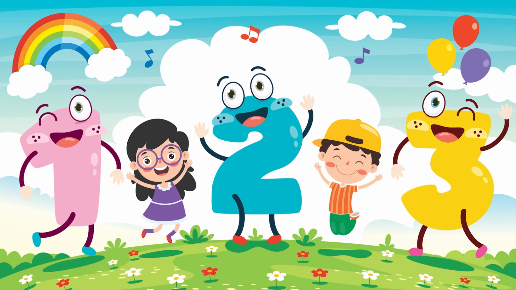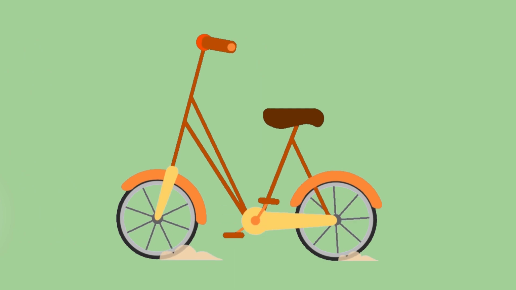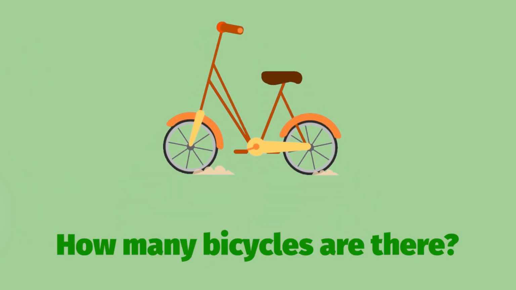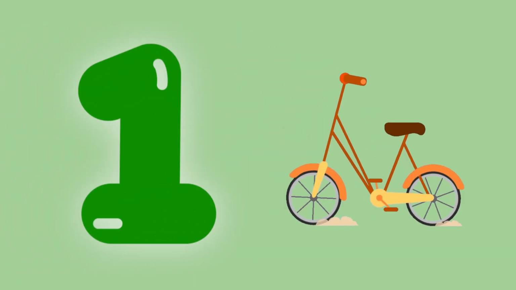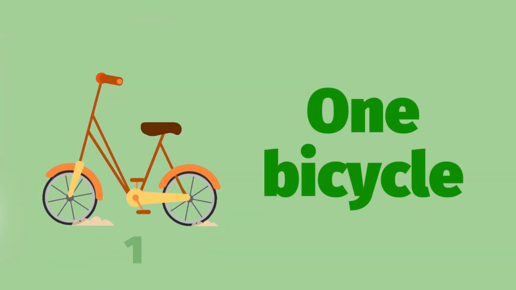In this video, we are going to learn how to count to 10. 1. This is a bicycle. How many bicycles are there? There is one bicycle. 1 bicycle.